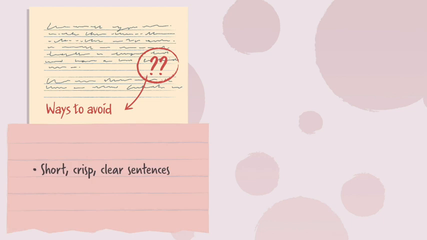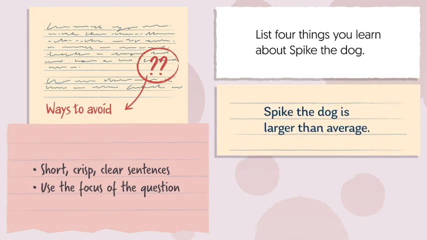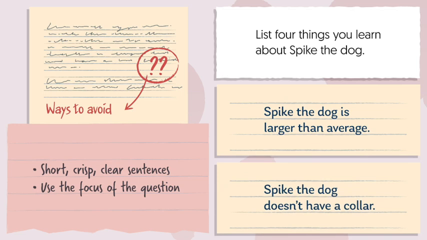It can be really easy for your answers to get a bit muddled or vague, but there are ways to avoid that. One great tip is to make sure you're writing your responses in short, crisp, clear sentences and using the focus of the question. So, if the question asks you to list 4 things you learn about Spike the dog, your answers might go something like, Spike the dog is larger than average, or Spike the dog doesn't have a collar. Hopefully you can see how mentioning Spike the dog really clearly links these answers back to the focus of the question.